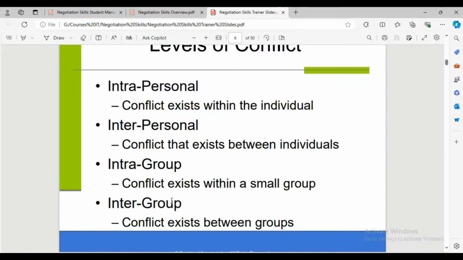So how about intrapersonal conflict? This occurs within an individual. It arises when a person experiences internal struggles between competing needs, values, beliefs, or feelings. For example, a moral dilemma can cause intrapersonal conflict.